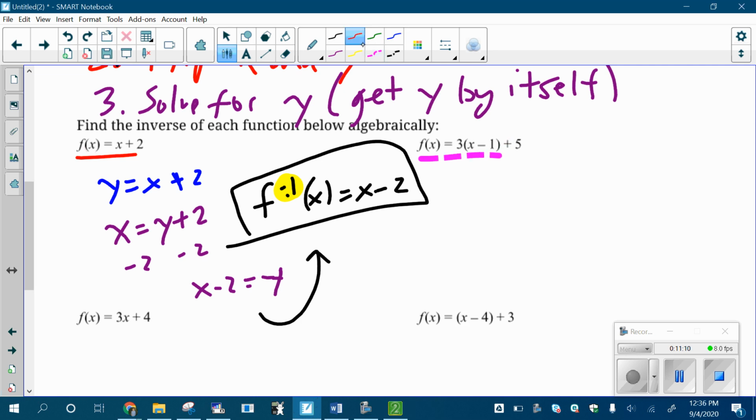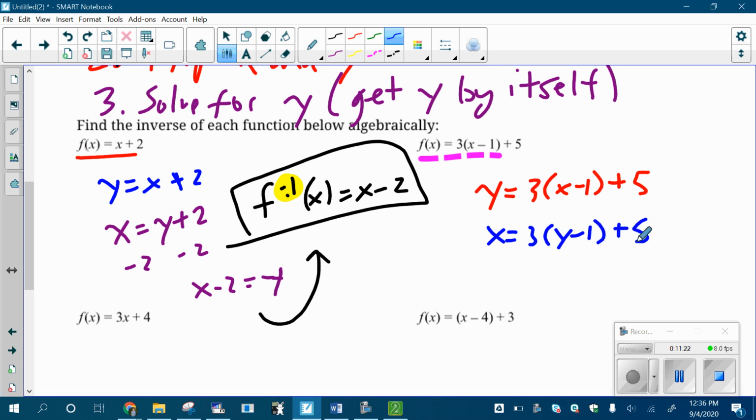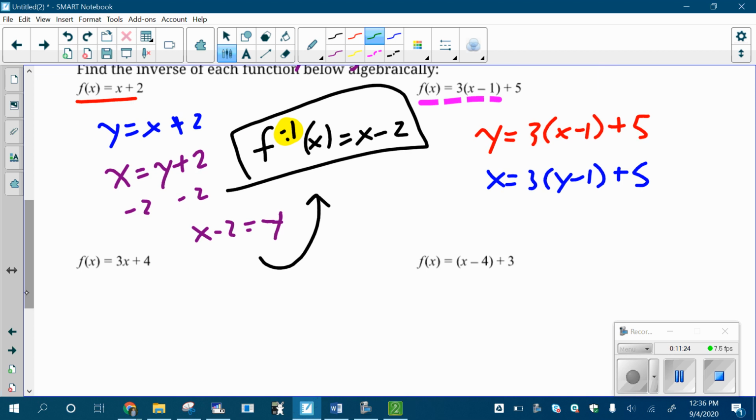Here's f of x. I'm going to write it with a y. And the inverse. Flip the x and the y. And I'm going to get the y by itself. A few different ways to do this. I think that you guys would be more comfortable distributing that, maybe? Not sure. Lots of different ways to do that. Let's distribute it. And I'm trying to get the y by itself.